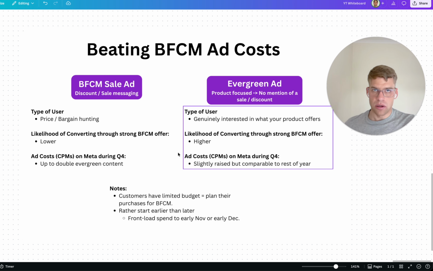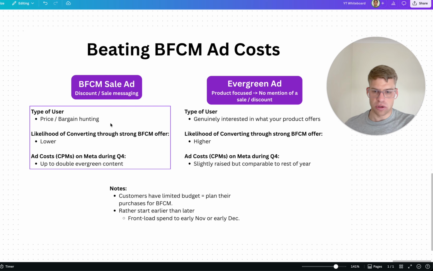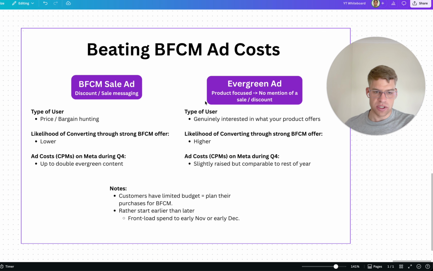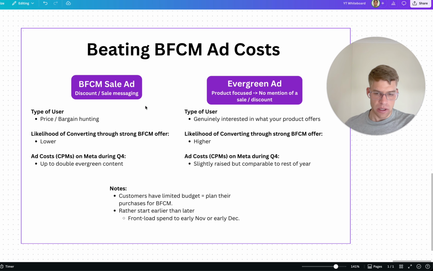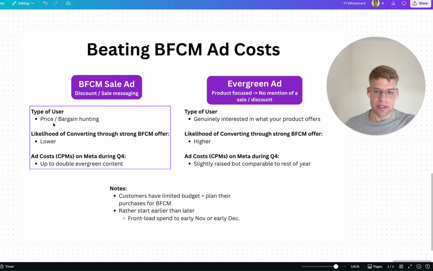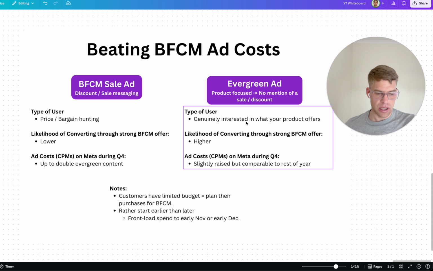Now, if we look at this again from a logical perspective, if someone is clicking on a sale ad versus someone who's clicking on an evergreen ad, how does the type of user differ? So someone clicking on a sale ad, in my opinion, is generally price focused and they're bargain hunting. They're looking for a good deal by clicking on a sale ad. But someone clicking on an evergreen ad with no mention of a sale or a discount is genuinely interested in your brand and your product and what you have to offer.